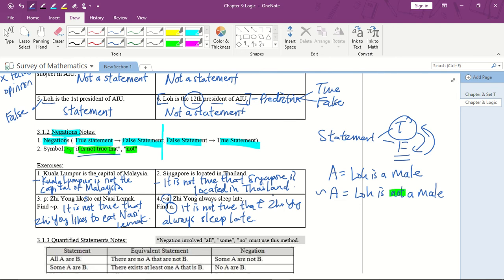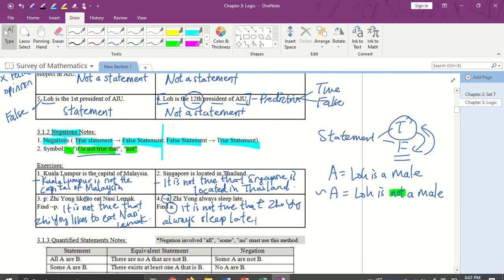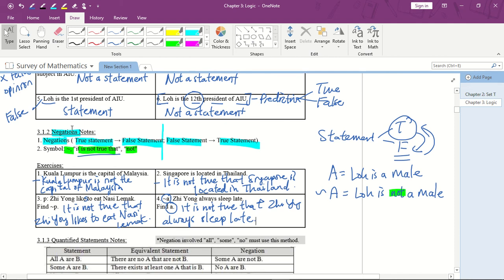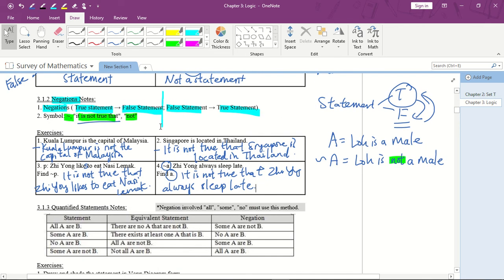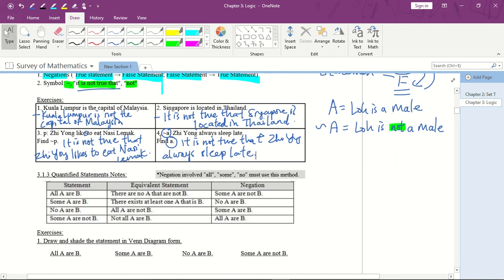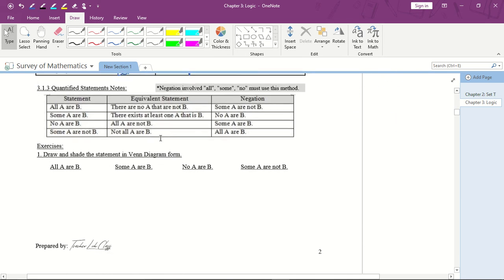So this is about negation, and negation only happens in a statement. Only a statement can be changed from true to false or false to true. If it is not a statement, you cannot change it to true or false, because we don't have true and false happening at the same time.